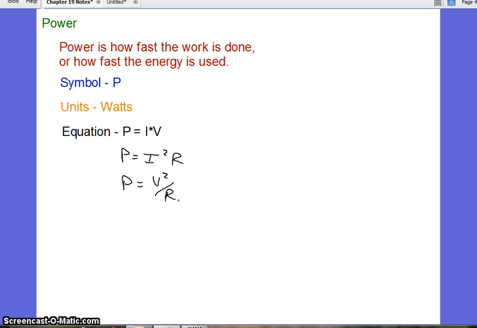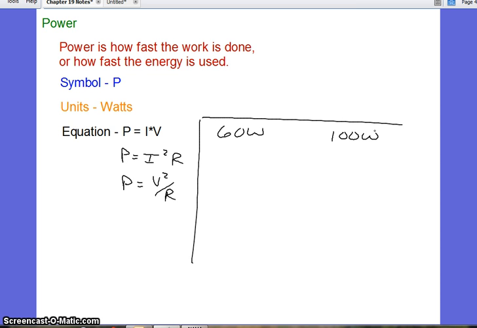Now, what is this representing? If we look at an example of a light bulb, let's say you have a 60-watt light bulb and you have a 100-watt light bulb. Well, which light bulb burns brighter? Well, if power is how fast the energy is being used, the 100-watt light bulb uses more energy every second. And so the 100-watt light bulb, since it uses more energy every second, will burn brighter. Unfortunately, that will make it also cost more because we're using more energy.